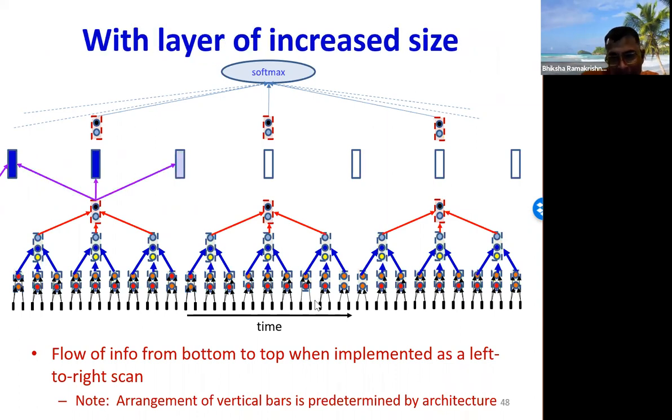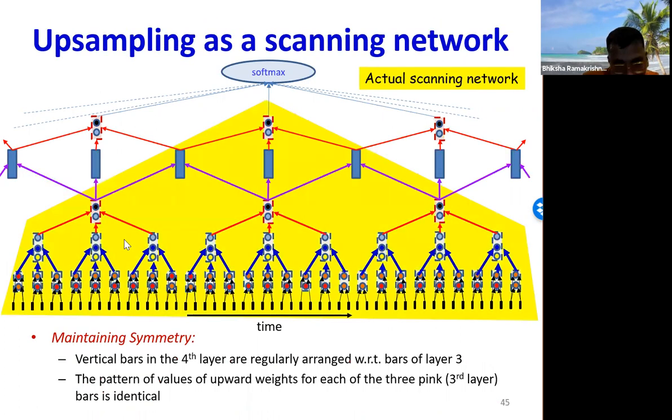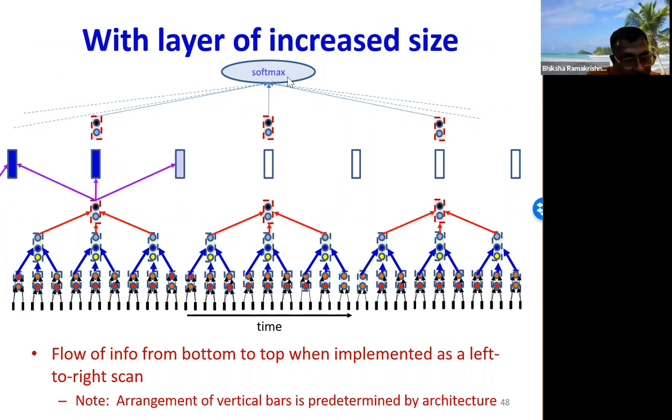As we scan left to right, as we arrive at each bar in the lower layer, that lower layer is going to push its value up. So as you go left to right, first this bar here is going to push its value up into these three guys and increment whatever is there. Then this guy here is going to push its value up into these three bars and increment whatever is there, and so on.